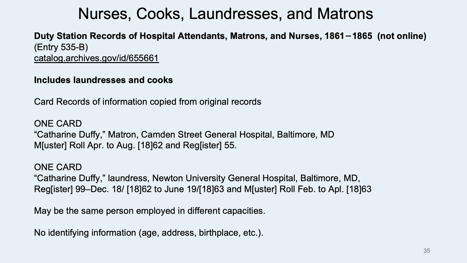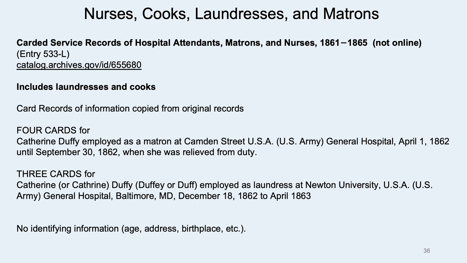The information in the original muster rolls and registers referred to in these duty station cards were then more fully transcribed in the carded service records discussed on this slide. These are also not digitized, but they are in rough alphabetical order by surname, so the search is not hard. There are seven cards for a Catherine Duffy, spelled different ways, who was employed at two different U.S. Army hospitals in Baltimore during 1862 and 1863.